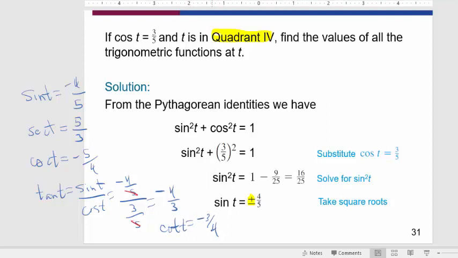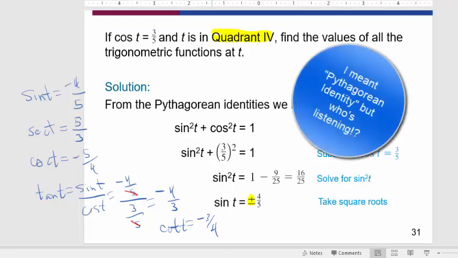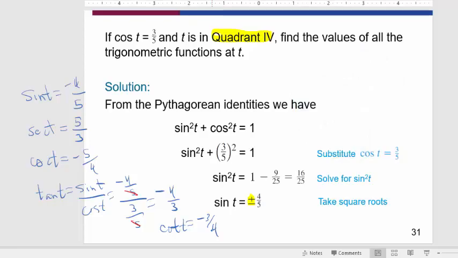So that's an application of the Pythagorean identity. And again, when we had done this in the past, we had probably used the 3, 4, 5 right triangle to do it, but you can also do it using the Pythagorean identity.